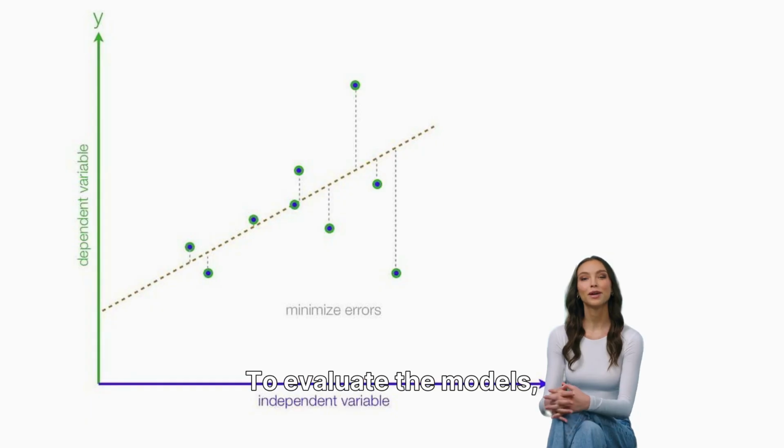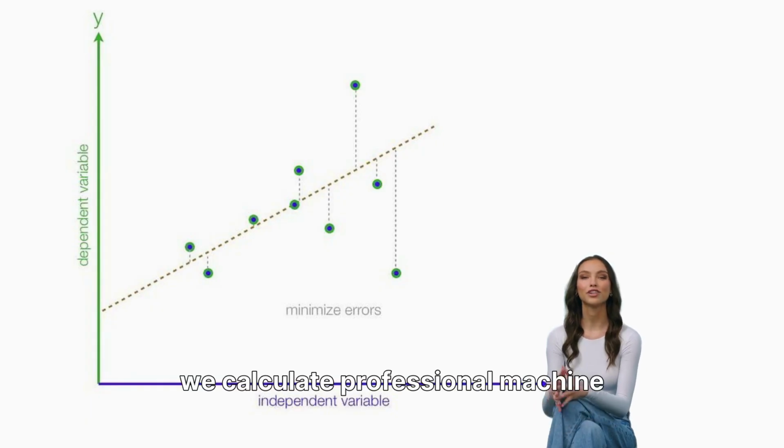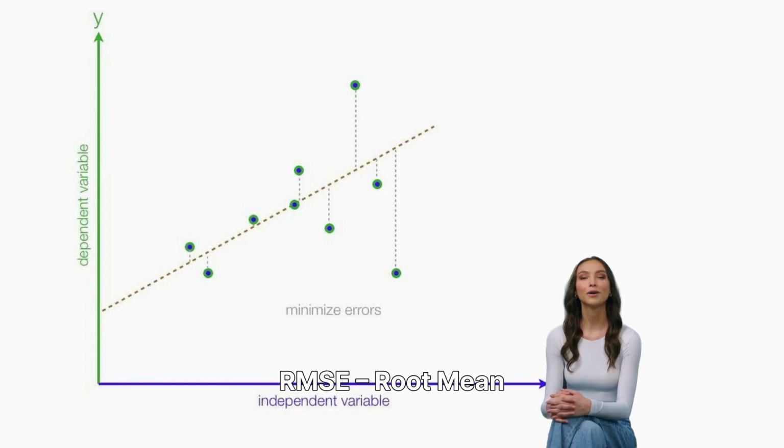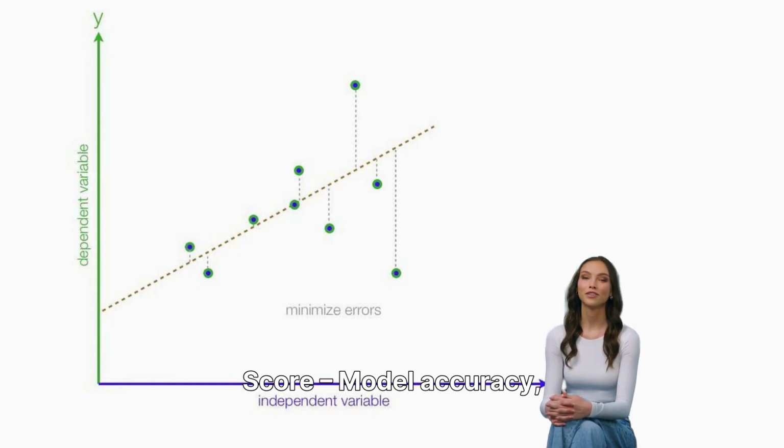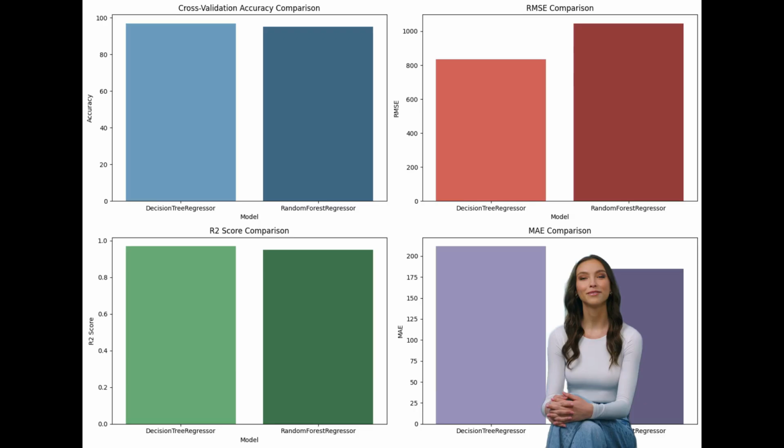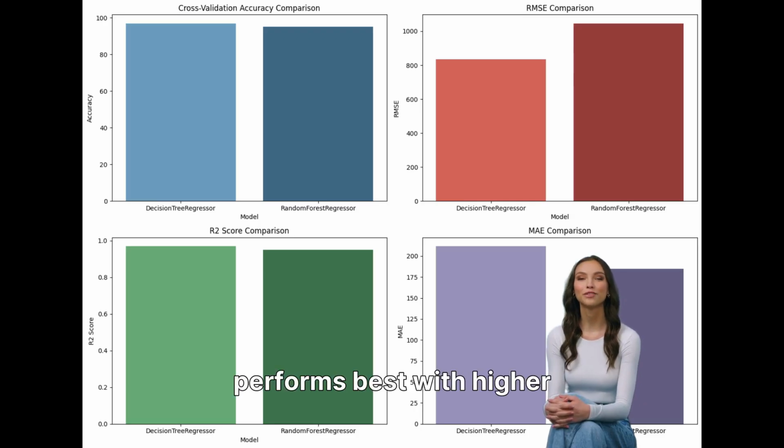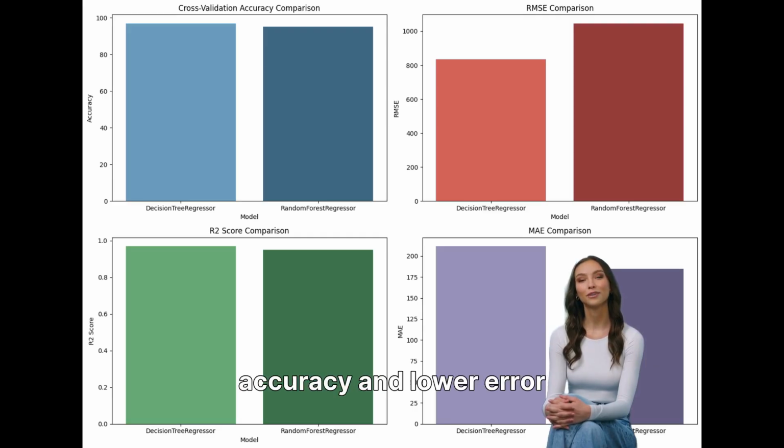To evaluate the models, we calculate professional machine learning metrics such as RMSE, root mean squared error, MAE, mean absolute error, R² score, model accuracy, and cross-validation accuracy. The random forest model performs best with higher accuracy and lower error values, showing its strength in handling complex patterns.